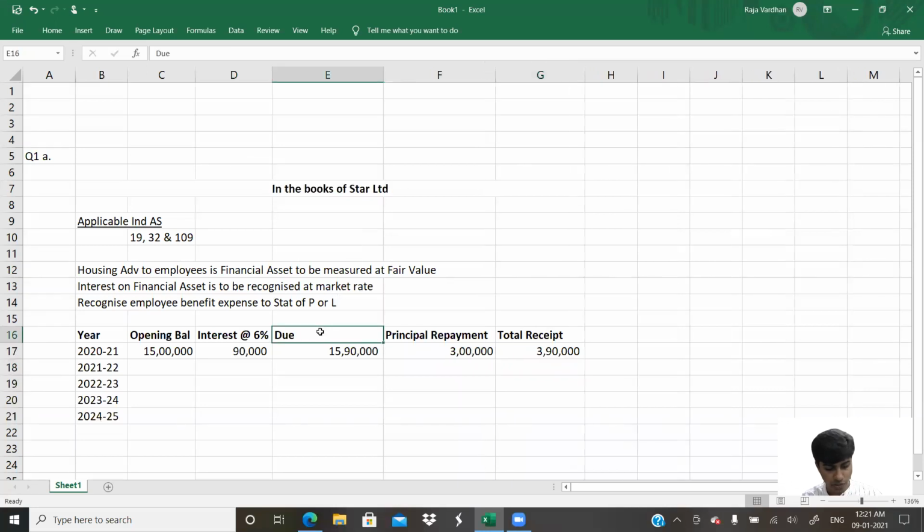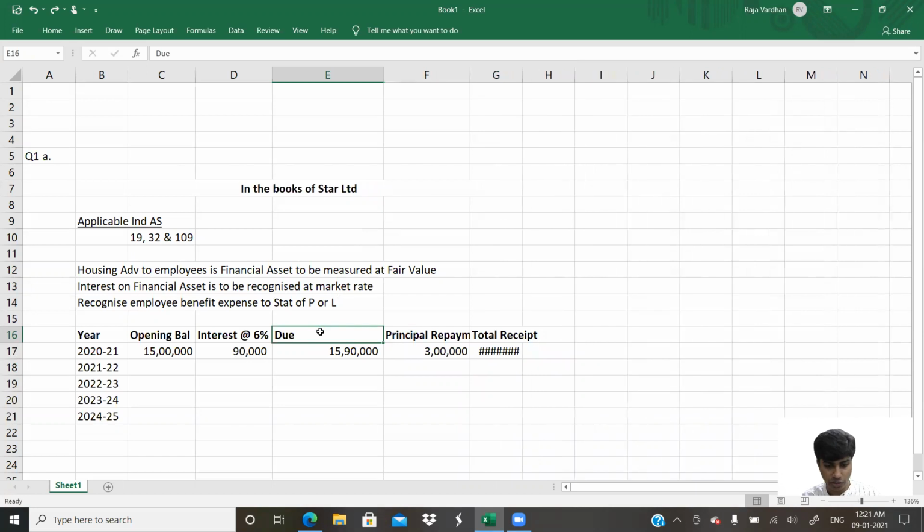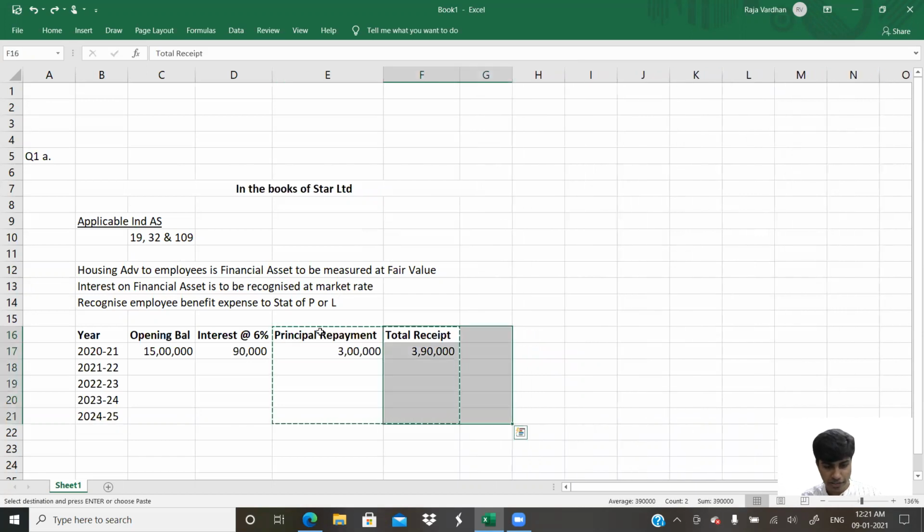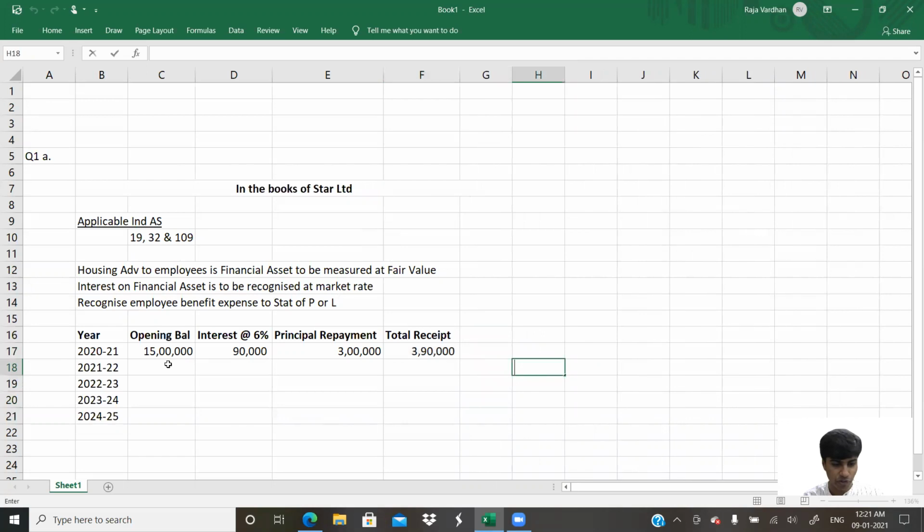Or if you are totally fine, I'll skip that column. So what exactly will be the balance? Balance will be 15 lakh plus 90,000 minus 3 lakh 90,000. That would give you 12 lakhs. 12 lakhs would be the balance that's remaining. You get that? You can do 15 lakh plus 90,000 minus 3 lakh 90,000. In fact, this column is not required. Okay, done.